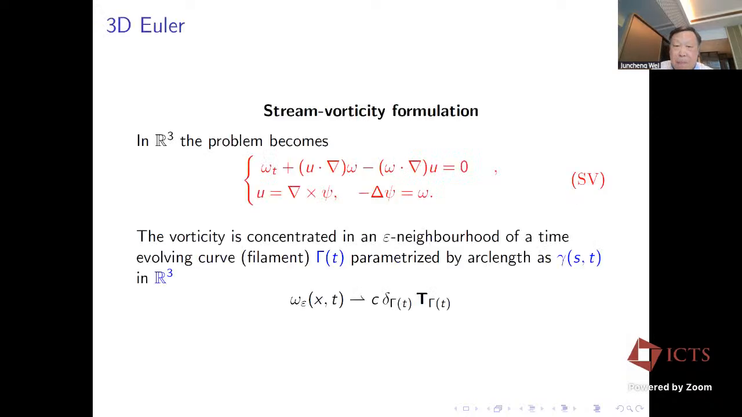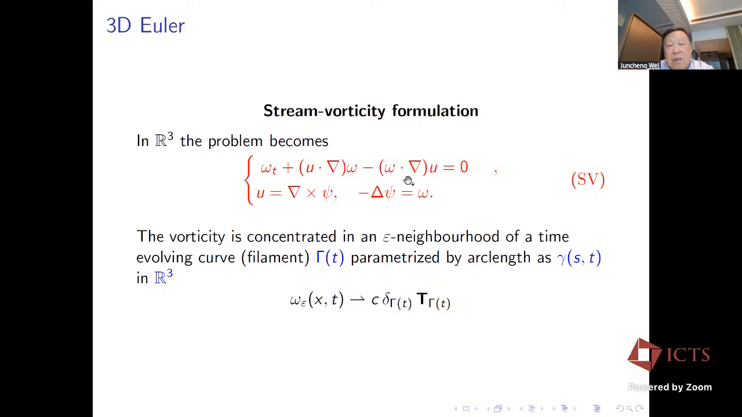So this is the 2D case. In the remaining part of my time, I will discuss the 3D case, which is more difficult. In the 3D case, if we write it in the stream function and the vorticity, the problem becomes the well-known Euler equation: omega_t equals u dot gradient omega minus omega dot gradient u.